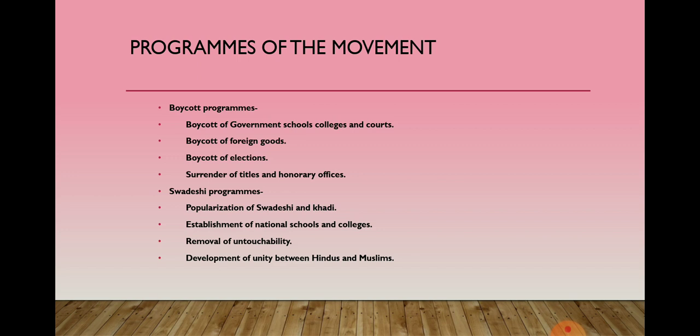The next four are Swadeshi programs. The four Swadeshi programs are: popularization of Swadeshi and Khadi. Second one is establishment of national schools and colleges. Once the government schools and colleges were boycotted by the Indians, the children were admitted in national schools and colleges. The third one was removal of untouchability. And the fourth one was development of unity between Hindus and Muslims. So these were the programs of the non-cooperation movement.